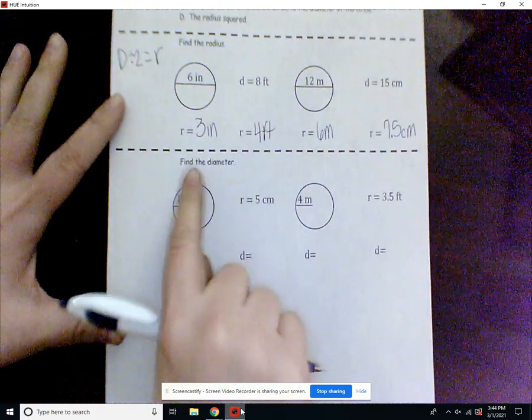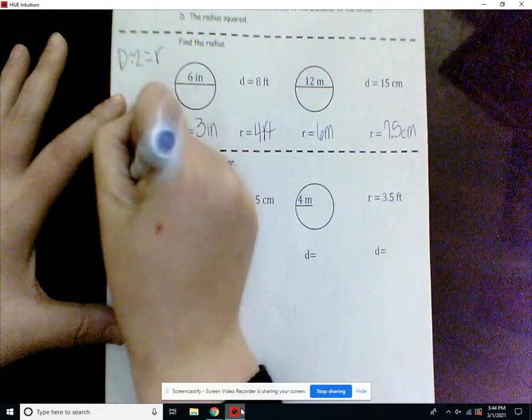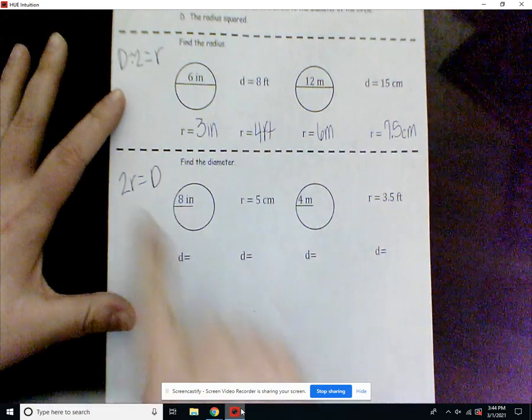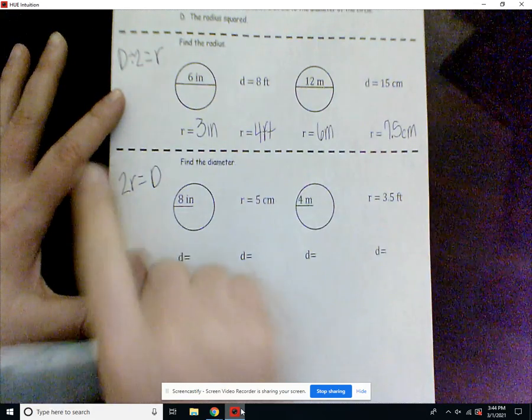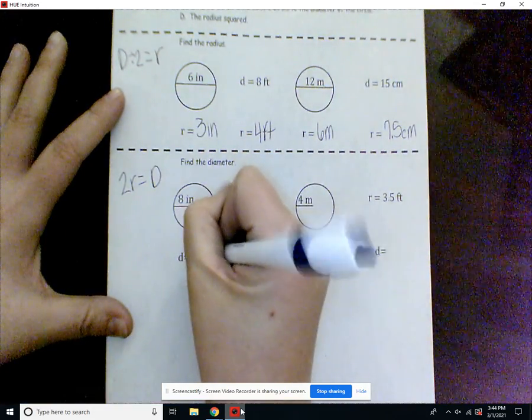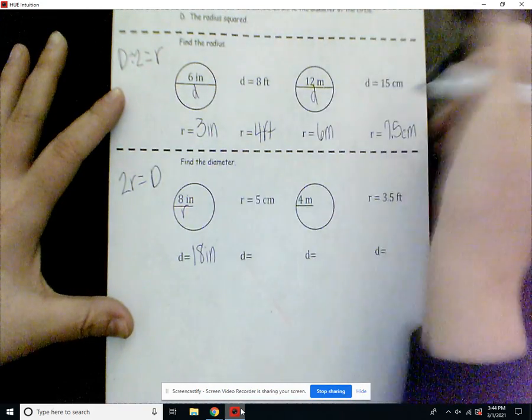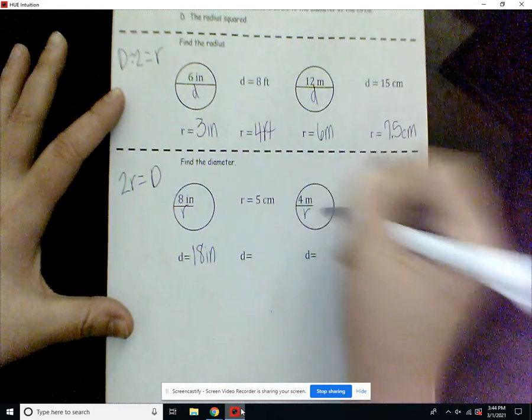Right, so now let's find the diameter. We're going from radius to diameter, so we're going to times it by 2. If my radius is 8, I'm going to times that by 2, which is 16. So radius, diameter. And the big thing is you have to know what a radius and diameter look like.